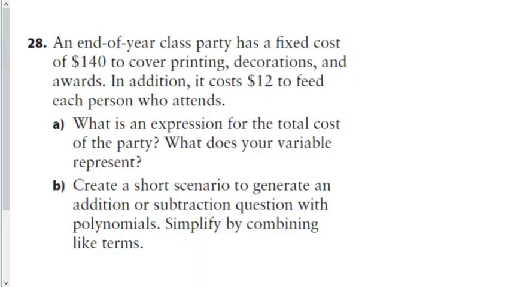Okay, our last question says an end-of-year class party has a fixed cost of $140 to cover printing, decorations, and awards. So no matter how many show up for the party, you got to pay out $140 for those things. In addition, it costs $12 to feed each person who attends. What is an expression for the total cost of a party? Most importantly, what does your variable represent? So what will x be?